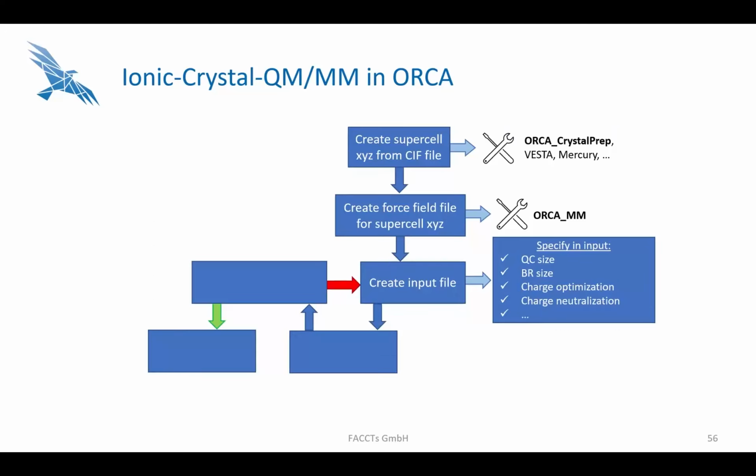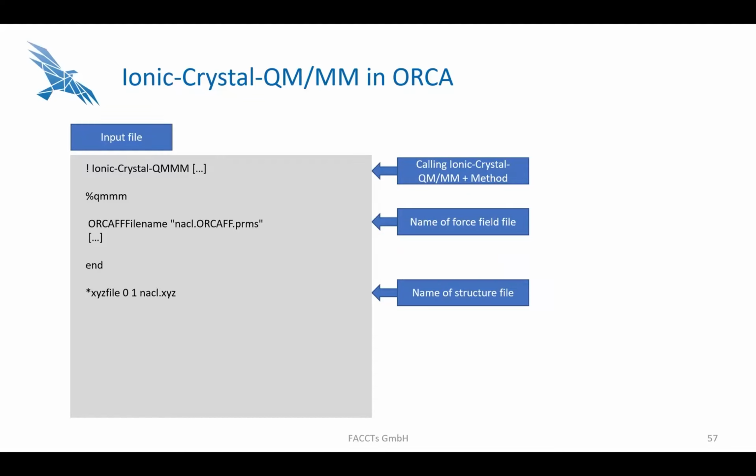If this has not already been done automatically by Crystal Prep, the next step is to generate your ORCA input file. In this input file, you first have to define that you want to run an ionic crystal calculation, together with the method you want to apply to your system. Then in the QMM block, you have to define the name and path to your force field file.